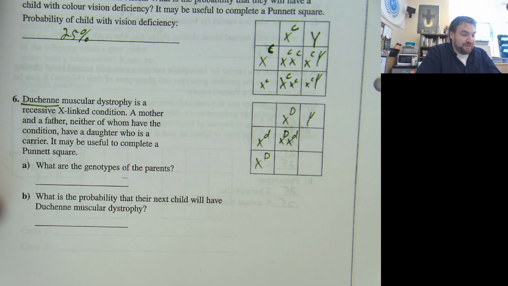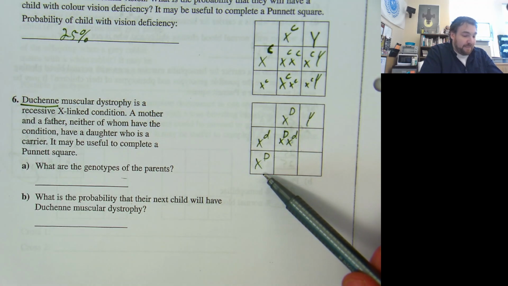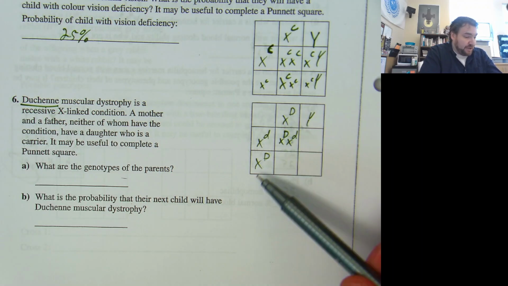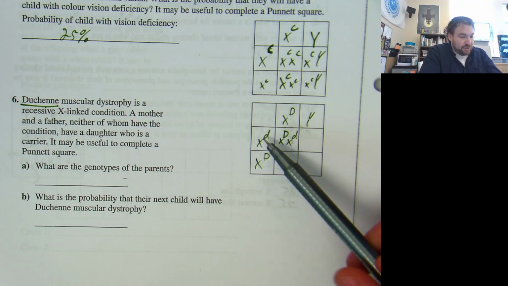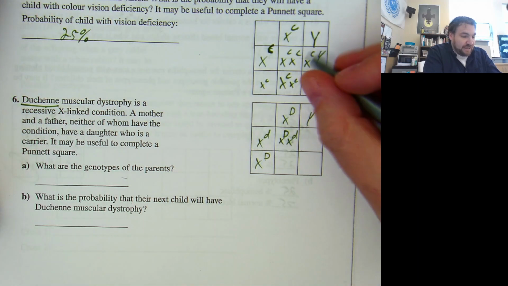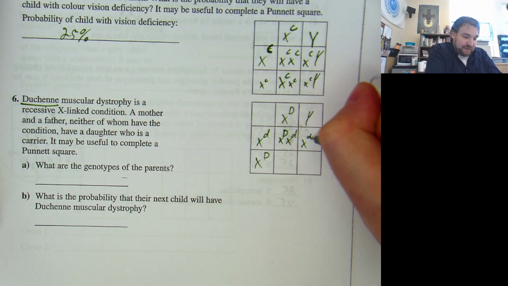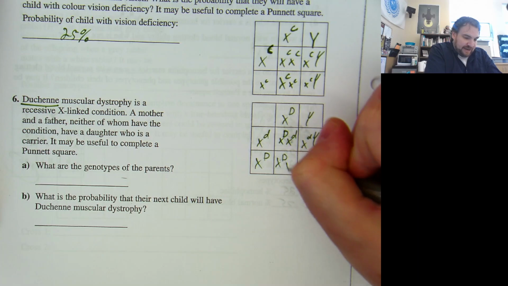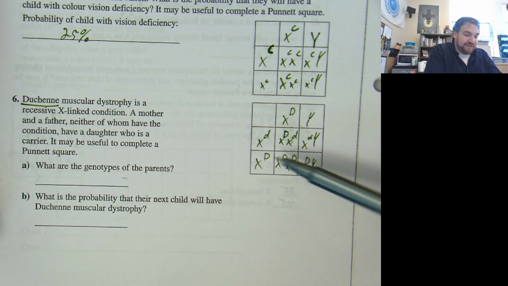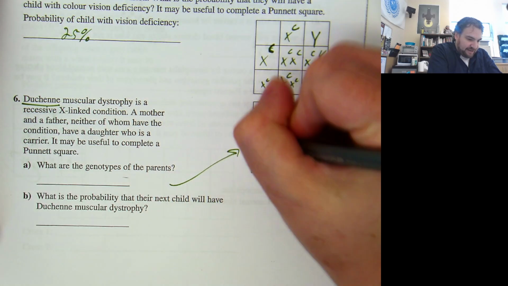What are the genotypes of the parents? This is what they'd have to be. To not have it, mom and dad both have to have that dominant X chromosome. For the daughter to be a carrier, mom has to be heterozygous. So this is going to be X^d Y. This will be X^D X^D, X^D Y. Here they are, and I'll just draw an arrow to there and to there.